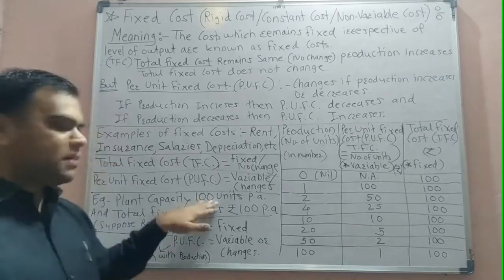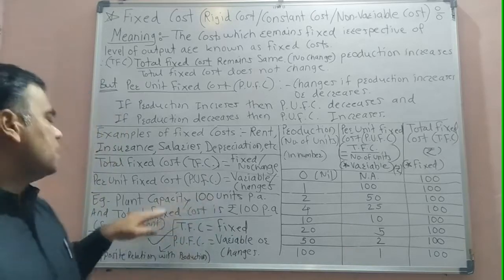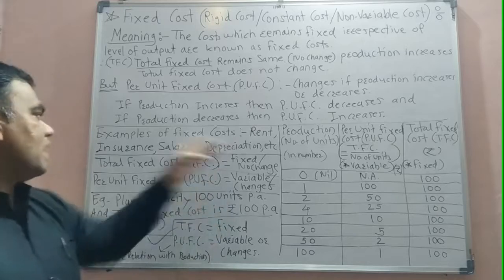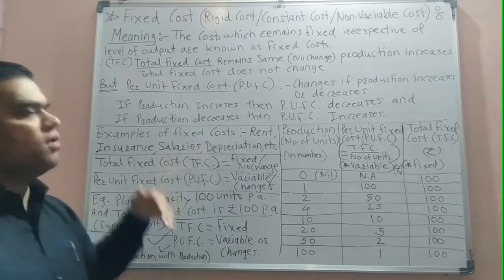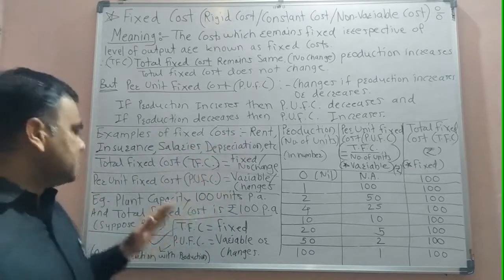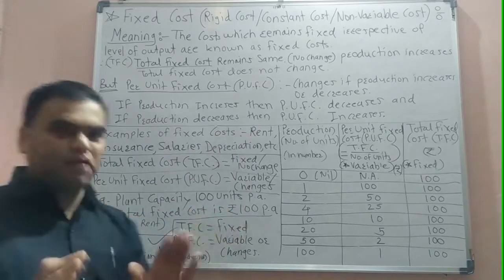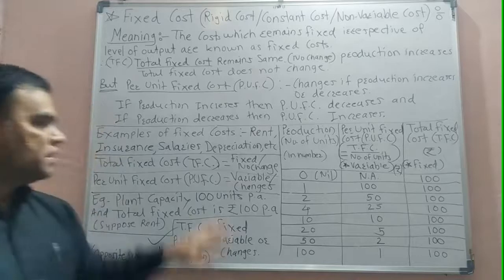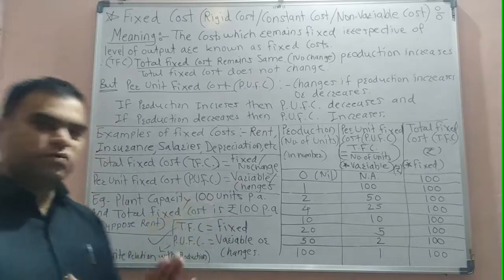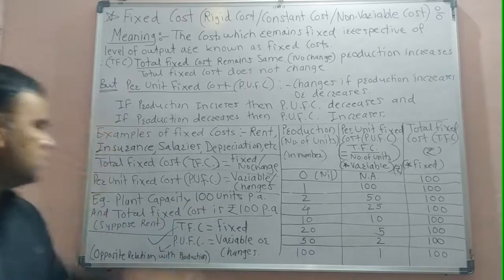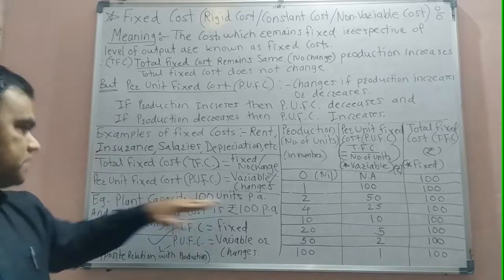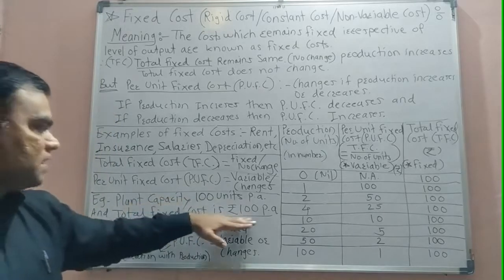So suppose plant capacity is 100 units. Total fixed cost includes rent, insurance, salaries, depreciation, or suppose rent only. That total fixed cost of the company is rupees 100 per annum. We have taken small figures so that you can easily understand. So plant capacity 100 units, total fixed cost rupees 100.